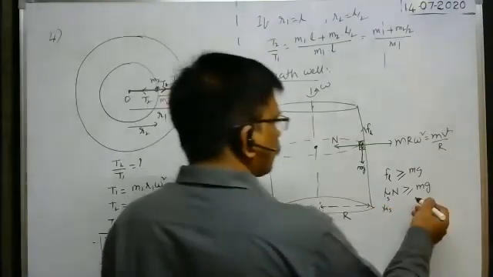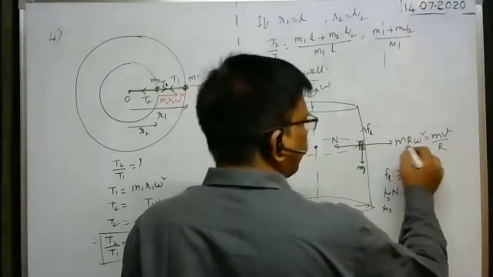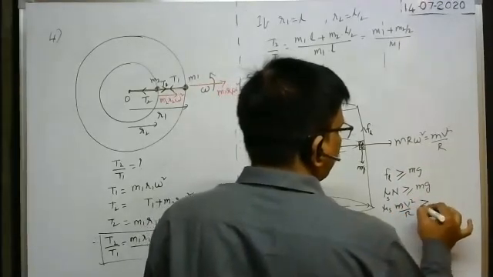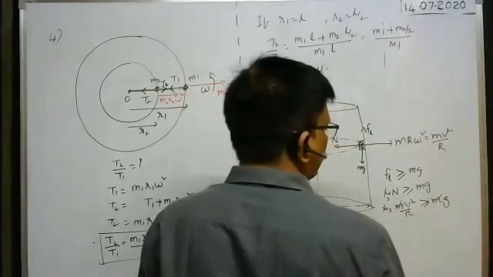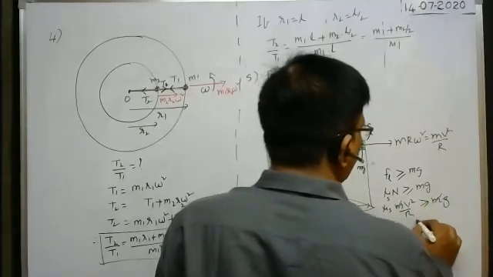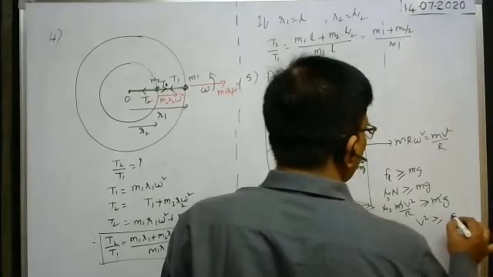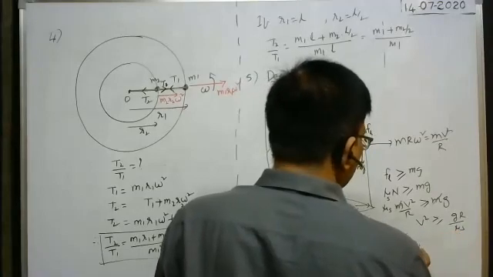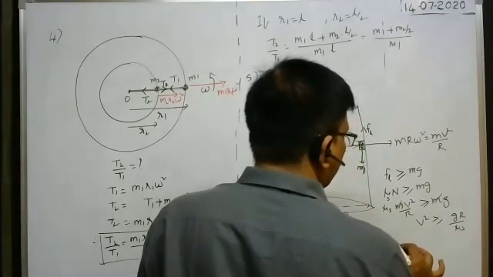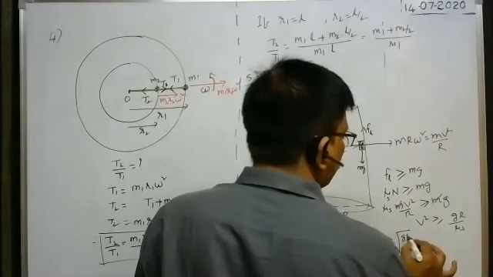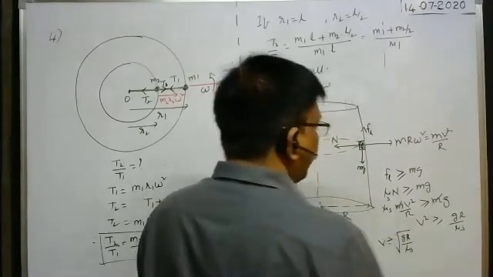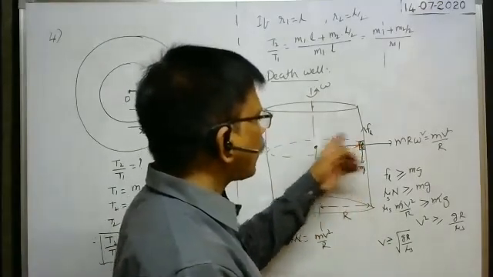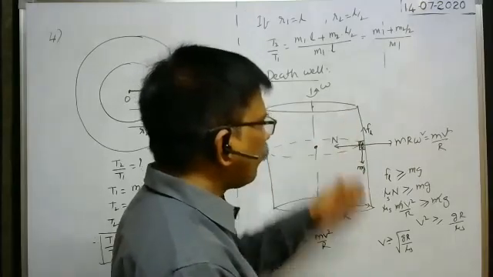Okay. So you substitute N as mv square by r. Of course, we can write m r omega square also. mv square by r greater than or equal to mg by mu s. m cancels. So v square is greater than or equal to gr by mu s, or v is greater than or equal to root of gr by mu s. It is the condition for the speed of the body with which it has to travel in the death well so that the body does not fall.